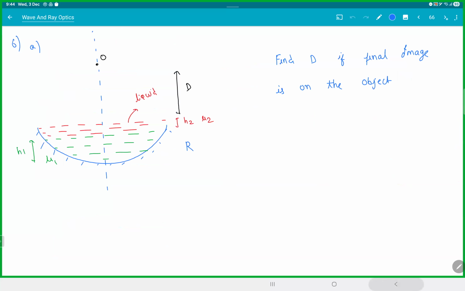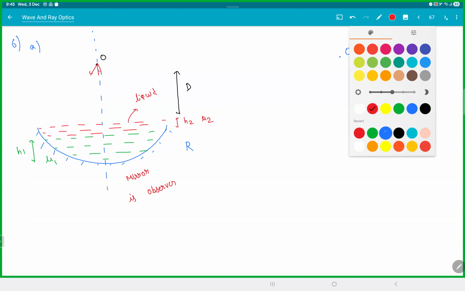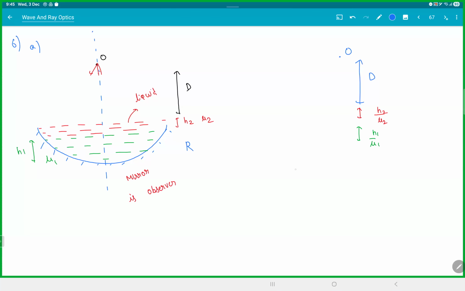So in this case, what you can do: the object is there. This distance is D. You can replace this red thing with, now who is the observer? The light rays are coming from the object. The mirror is the observer. So you can replace this red liquid with H2 by mu2. Outside it is vacuum, so I'll do nothing. Then you can replace the green liquid with H1 by mu1. So if you ask the mirror, where is the object? The mirror will think this is the distance.